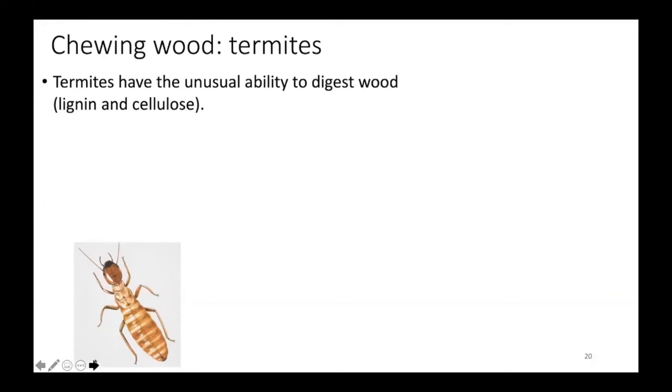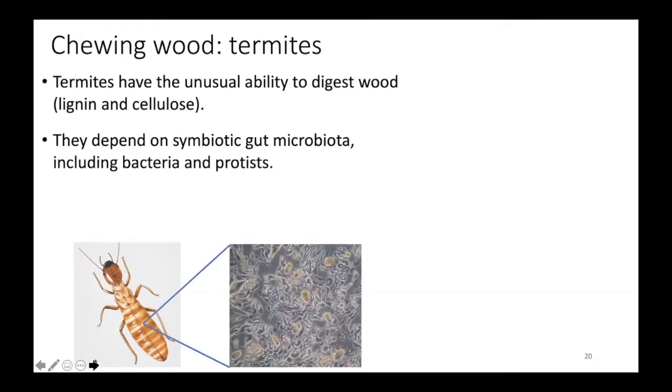Termites have this really unusual ability to digest lignin and cellulose, which are the really tough fibrous components of wood. And they depend on symbiotic gut microbiota that include both bacteria and protists to help them do this. It turns out termites actually do have their own enzymes that can break down chemicals like lignin and cellulose, which is kind of strange by itself. Most animals do not do that.